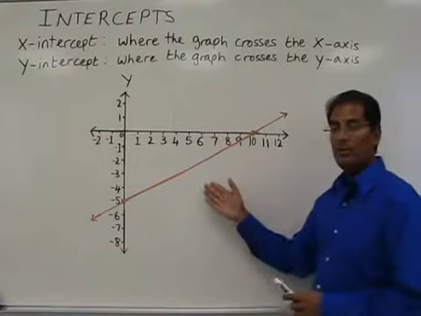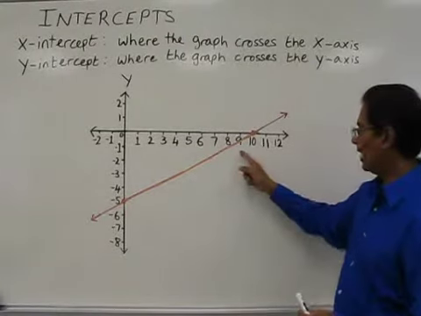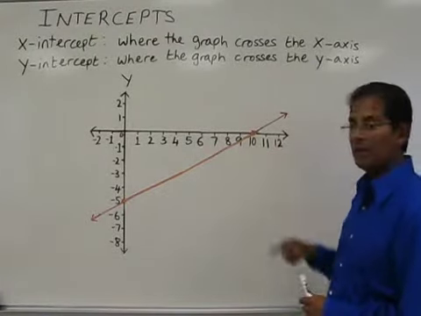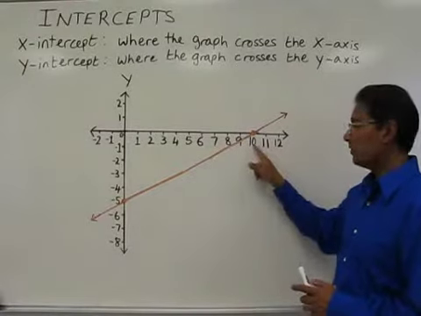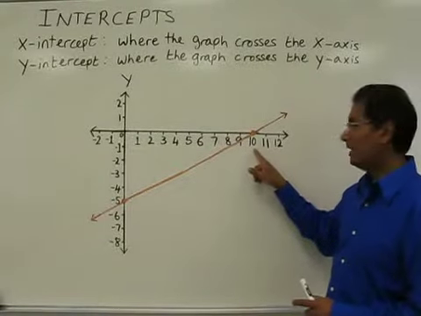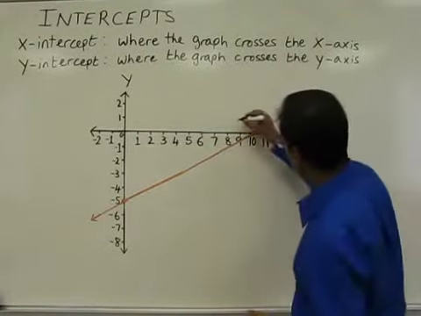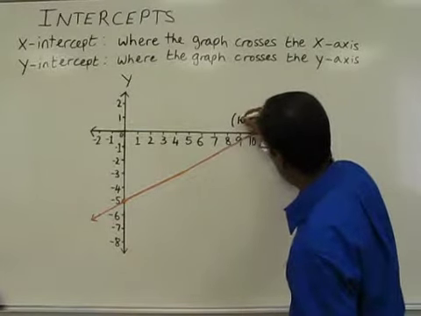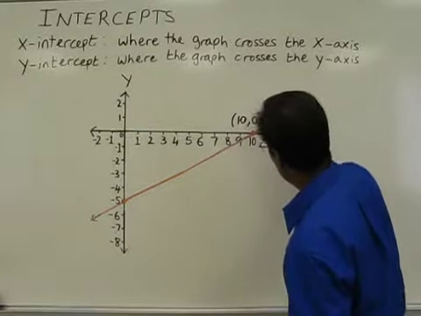Let's take an example here with this graph. We see this line here crosses the x-axis at x equal 10. So x equal 10 would be the x-intercept. In fact, the coordinate right there is (10, 0).